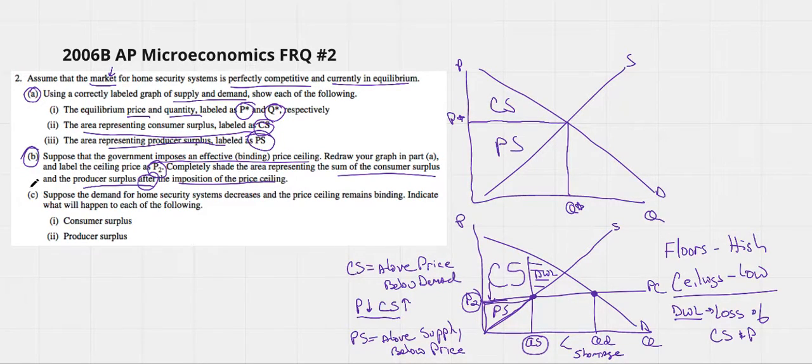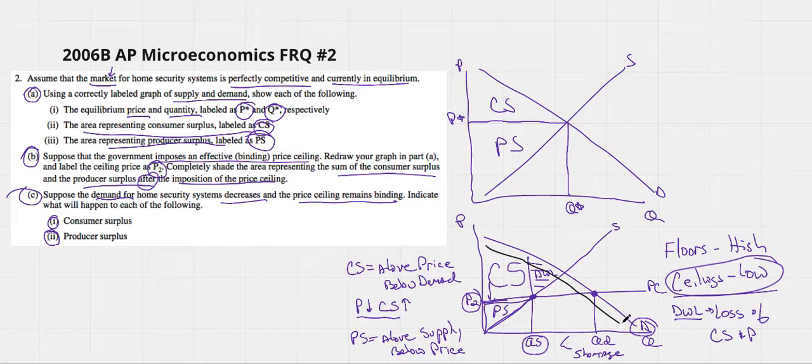I think we're good. Let's go to C. Suppose the demand for home security systems decreases, and the price ceiling remains binding. So to remain binding, the ceiling has to remain below equilibrium. Indicate what will happen to each of the following: consumer surplus and producer surplus. Now, understand that our demand curve here is going to decrease. So as that demand decreases, I just want to do it in a different color to be fancy.